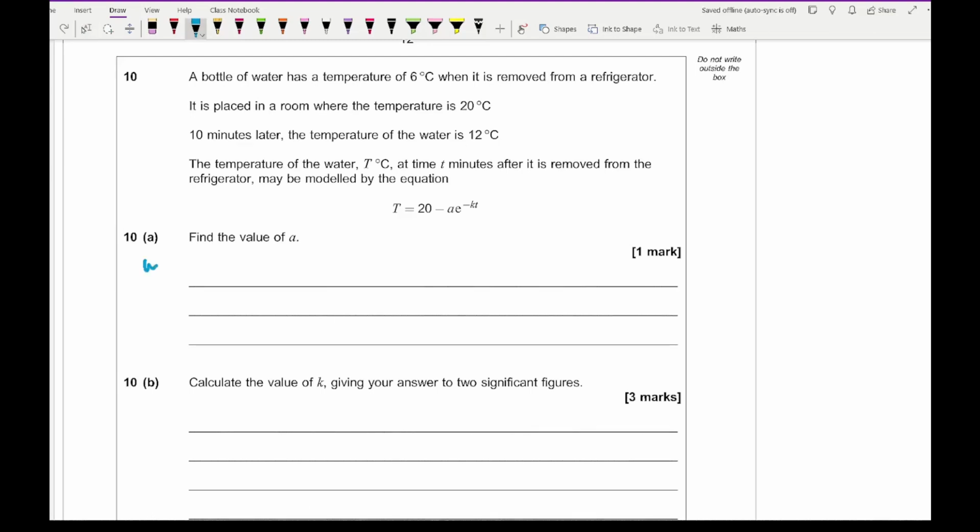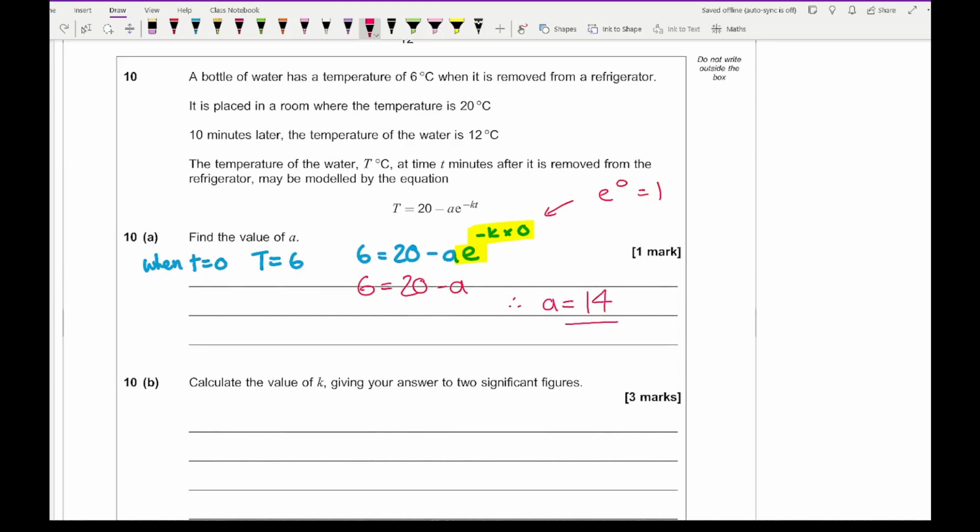One thing we know is that when t equals 0, big T is going to equal 6 degrees, because that's the temperature of the water when it's been taken out of the fridge for 0 minutes. If I substitute those numbers in, I get 6 equals 20 minus a e to the minus k times 0. That's e to the 0, which is just 1. So 6 equals 20 minus a, therefore a must equal 14.